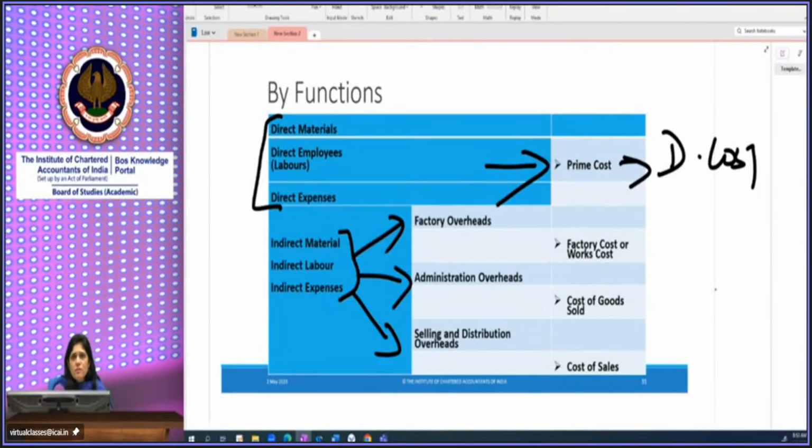Selling and distribution, indirect material could be packaging, cartons, anything for the packaging material is indirect material. Indirect labor, salesman commission, sales manager salary, indirect labor. Indirect expenses, sales department lighting, warehouse charges, godown charges, those all are indirect expenses. So direct is always prime cost and indirect are always overheads. All right. So I hope I'm able to make you understand. Any queries so far?